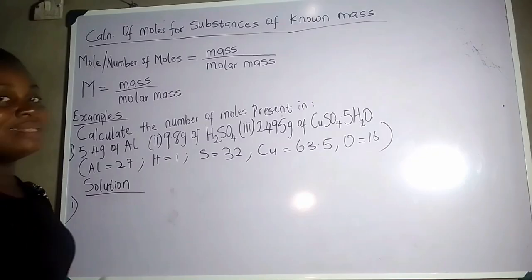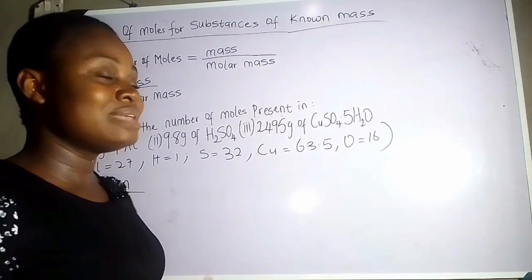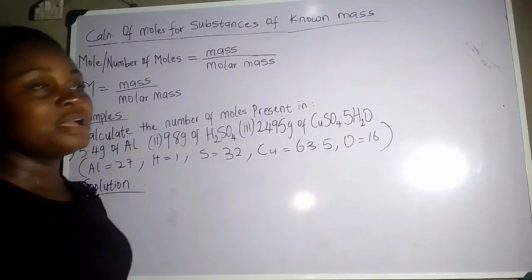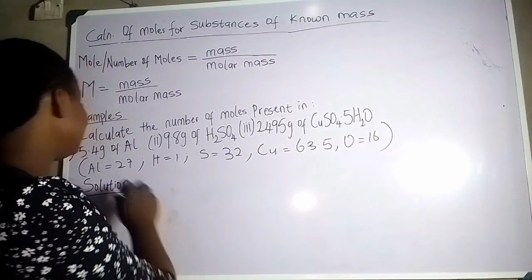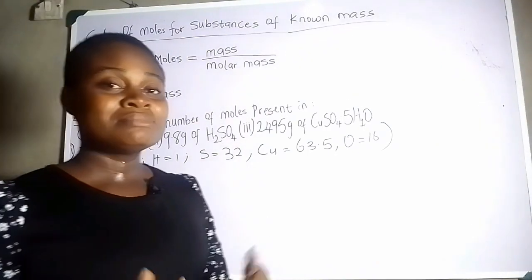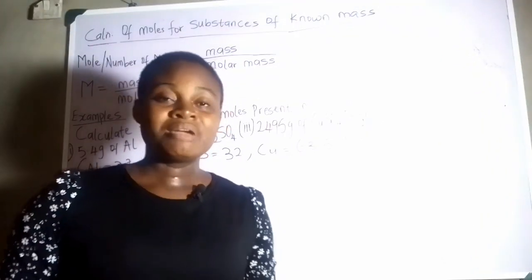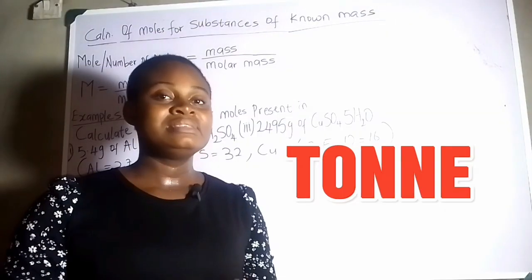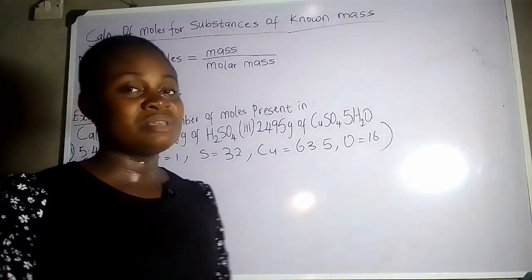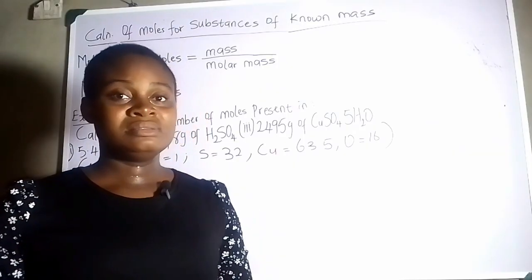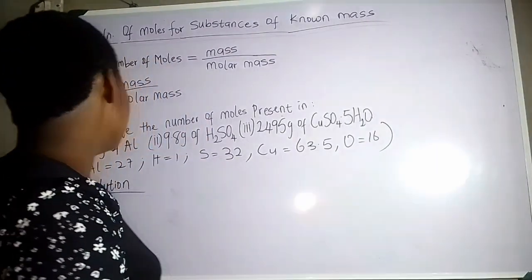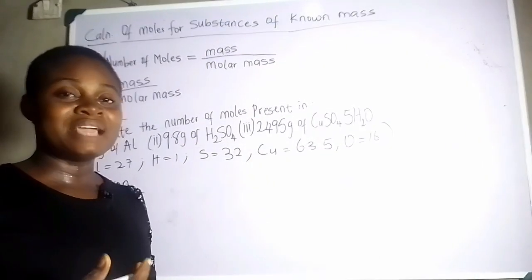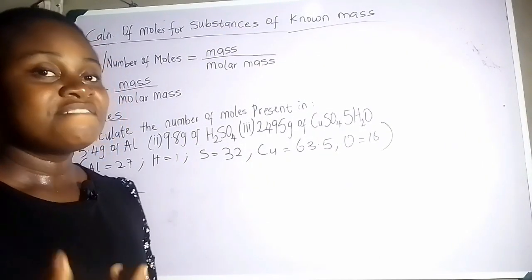Calculate the number of moles. That is to say, we don't know our moles. They are asking us to find the moles of what? 5.4 gram of aluminium. Now, what is the unit there? Gram. You know that mass is usually measured in gram. We can also measure mass in kilogram and in tons. All these things are units of measurement. But in chemistry, the standard unit of measuring mass is gram. Very good.